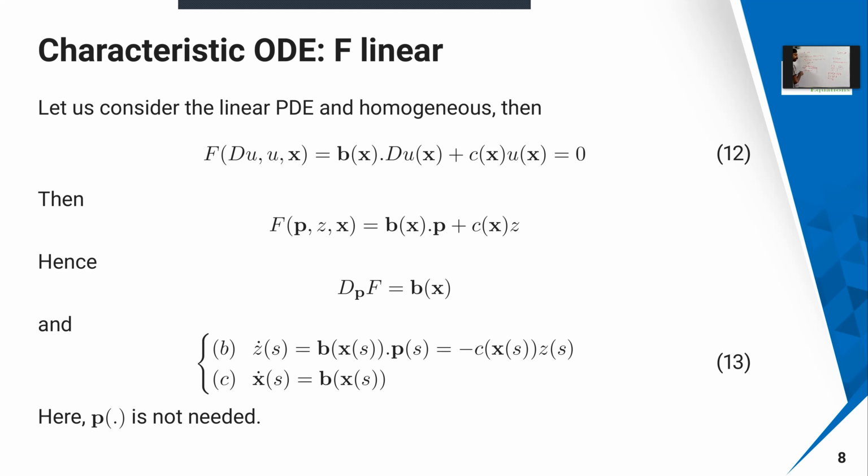Therefore, p dot is not required here using these two equations itself, because our ultimate aim is to calculate z of s. Only z of s we have to calculate; that is the solution. So from these two equations we can calculate z of s. Therefore, in this case, p dot is not required. You don't need to calculate the p dot equation.